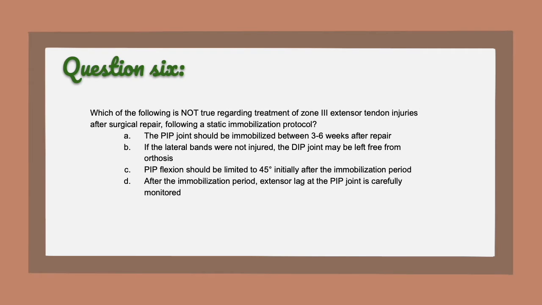For question 6, the answer is C. In zone 3 tendon injuries, the most common, it's going to depend totally on the protocol, but most commonly I have seen that after that initial immobilization period, you typically will start with about 30 degrees of active PIP flexion and then gradually increasing that by about 10 degrees a week.